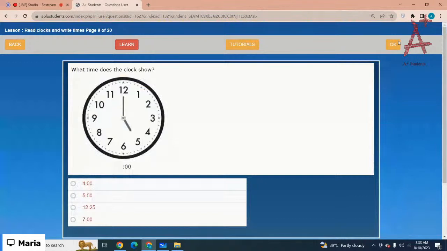What time does the clock show? Which is the correct option? The clock shows 5. The correct option is 5.